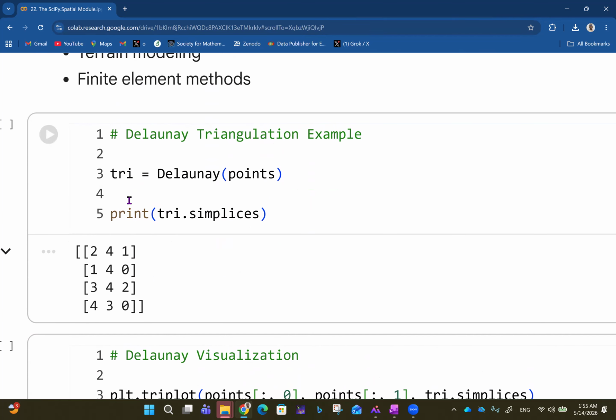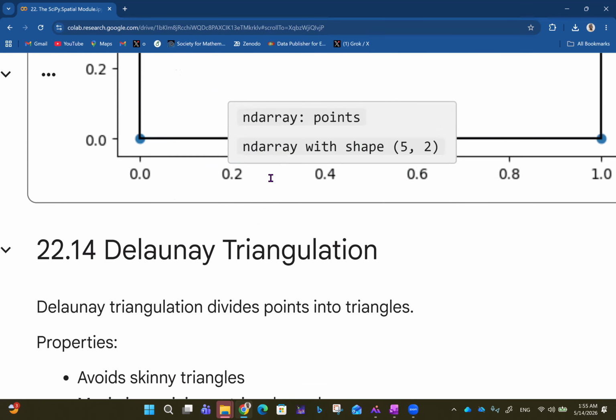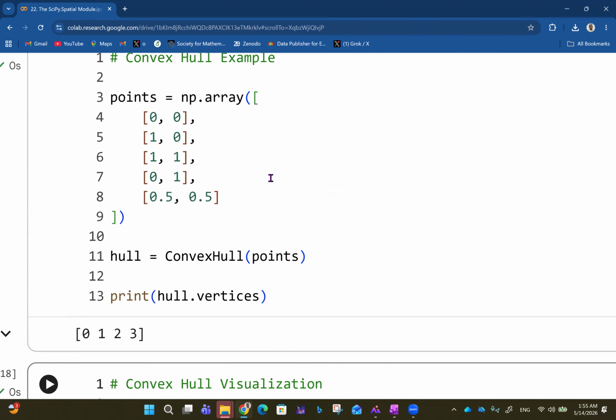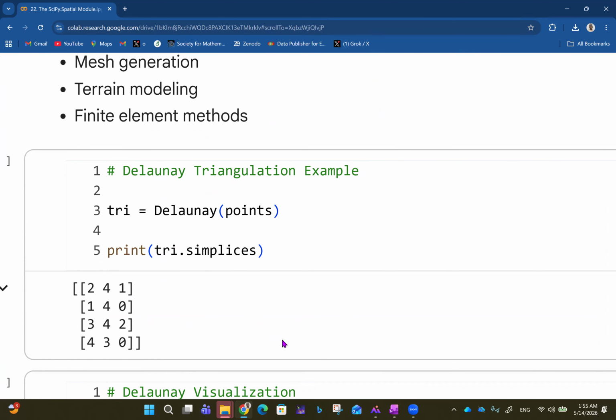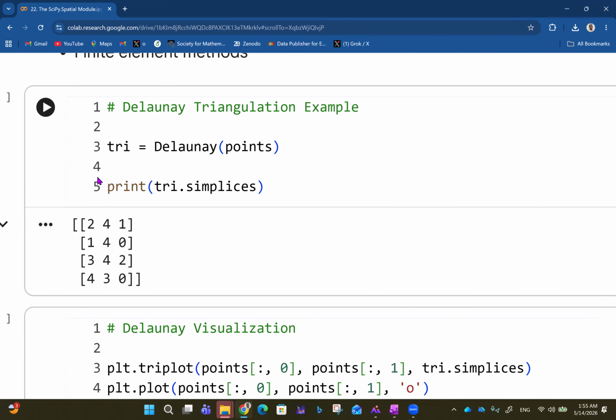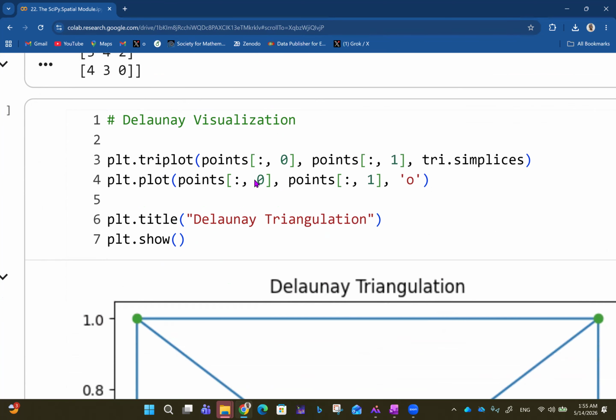So for the Delaunay triangulation example, you have tri is Delaunay of the points, the last points declared, right? I think it should be this one. Yeah, this: 0, 0, 1, 0, 1, 1, 0, 1, 0.5, 0.5. That's the last point we talked about. Then you print tri.simplices. That's 2 4 1, 1 4 0, 3 4 2. So yeah, these are triangles formed around what you have there.